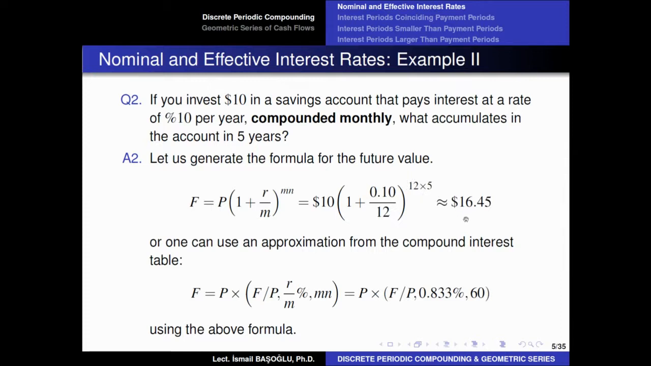Now your $10 becomes 16.45 using this formula. Or you can use an approximation from the compound interest table as well. Remember now, the future value is equal to the principal times the single payment compound amount factor. However, you need to be very careful. At this point, we have 60 periods of compounding, and in each compounding period, the effective interest rate is 0.10 divided by 12, or in percentage, 0.833%.